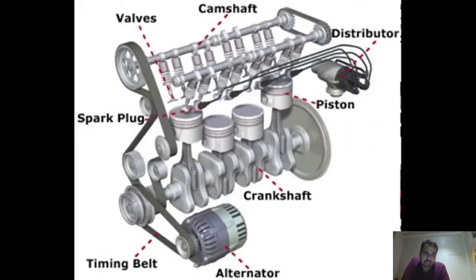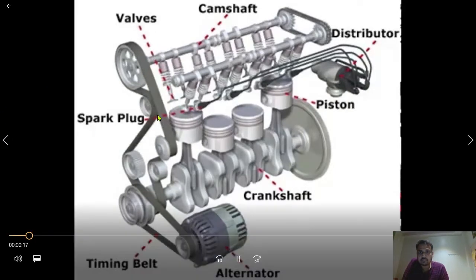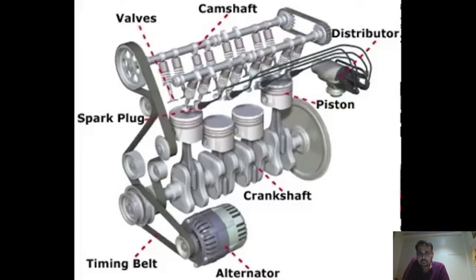Here, you can see the main components of the internal combustion engine. From the top left, we have the valves. The valves open and close to let gas and air in, as well as letting exhaust out once the gas is burned. Next, to the right, you can see the camshaft.